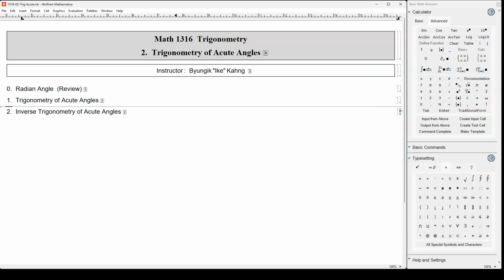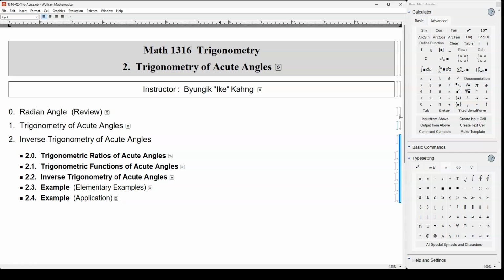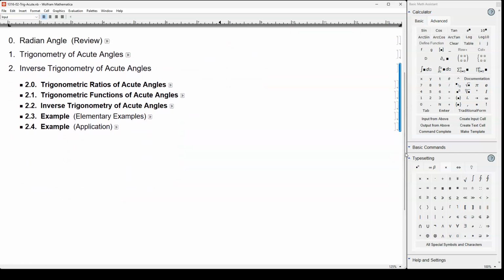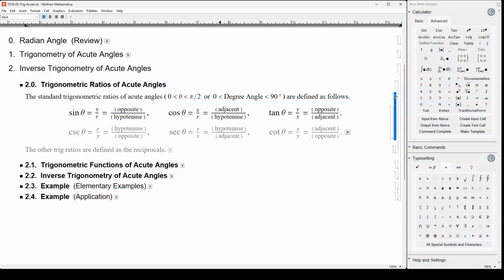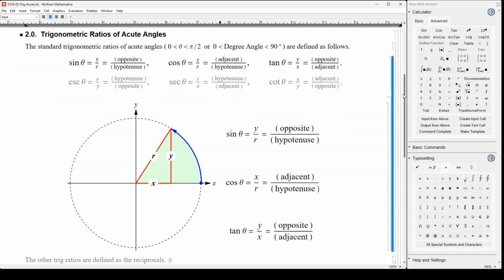Now let's go to section 3, inverse trigonometry of acute angles. So basically, instead of calculating the distance from the angle, we are going backwards. We are finding out the angle. By the way, these are the definitions of trig ratios.